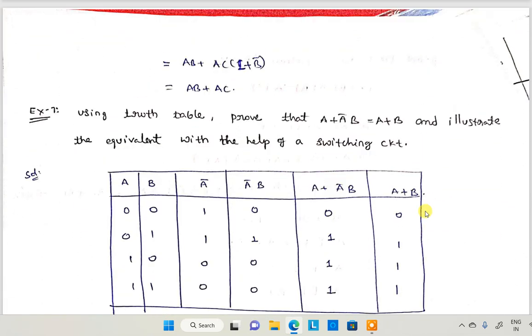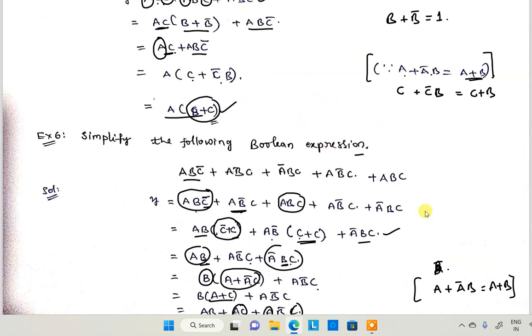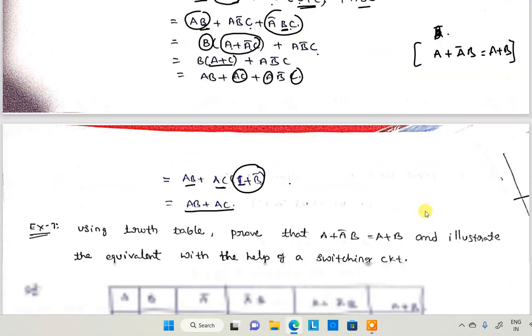So after multiplication, AB, AC, you can take the common AC here. Once you take the common, 1 plus B. 1 plus B is a 1. Finally, AB plus AC. So AB plus AC is the final answer.